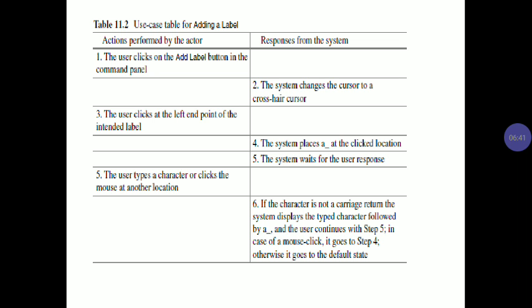The user types a character or clicks the mouse at another location. If the character is not a carriage return, the system displays the typed character followed by an underscore. If the user continues with step 5, in case of a mouse click, it goes to step 4. Otherwise, it goes to the default state. This is the sequence of operations for adding a label.